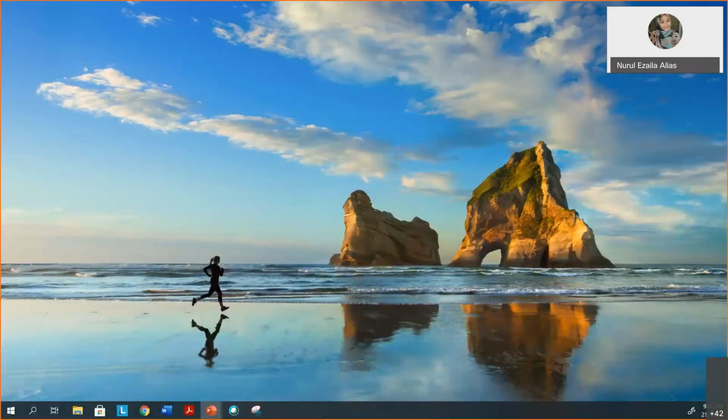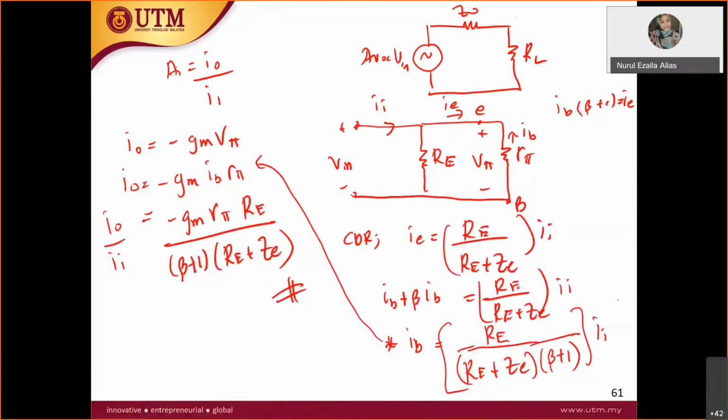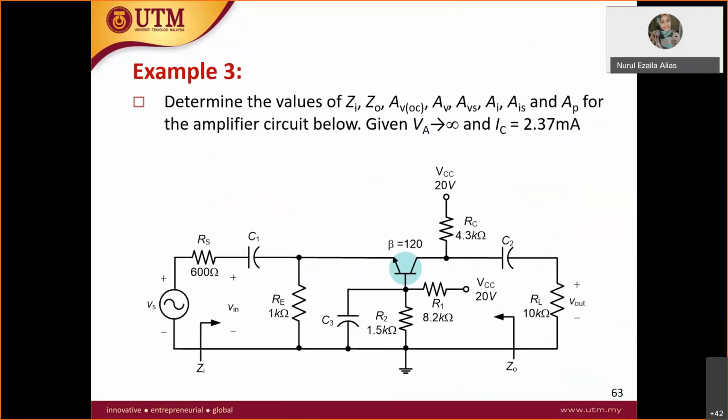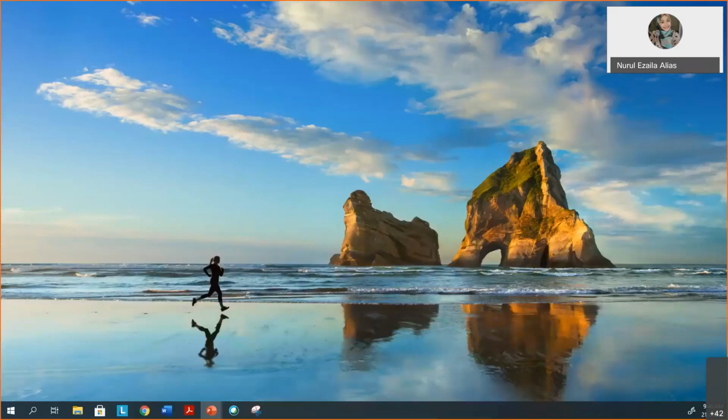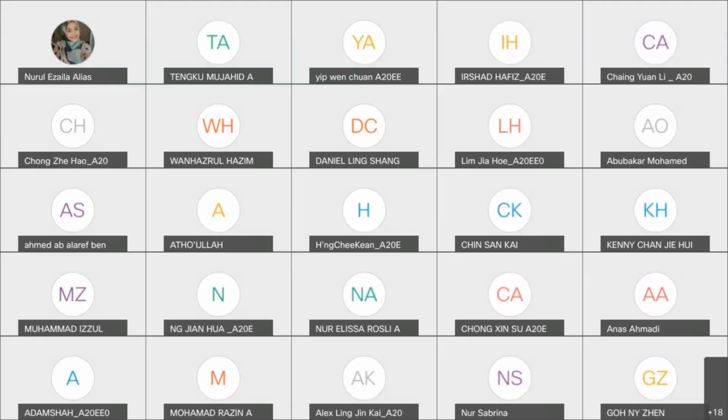So do you have any question? Please take a look at the derivation for the common collector and common base. Later, after the test next week, we will do the examples, because I skipped all the examples here. Please take a look at all the derivations again after the test. Today I want to continue on the tutorial.